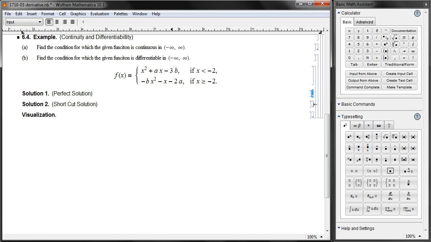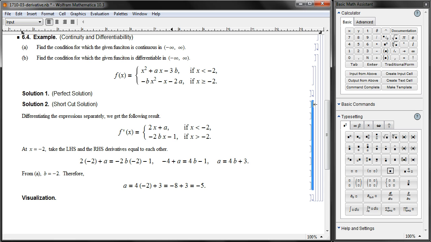Let's see, how about a shortcut solution? Okay, let's work it out. We just take the derivative term by term, piece by piece. Take the derivative here, we get 2x plus a. Take the derivative here, and then we get that. And then please recall that b is equal to -2.